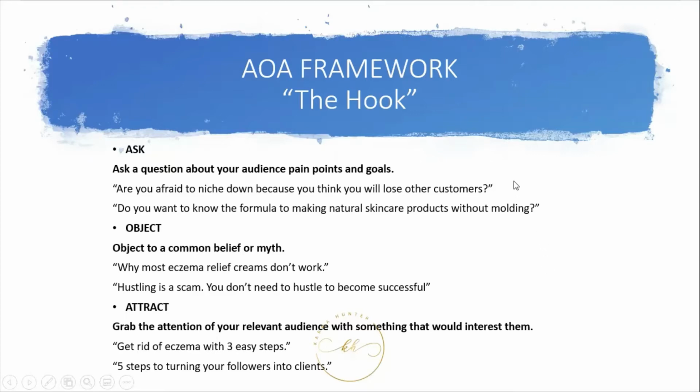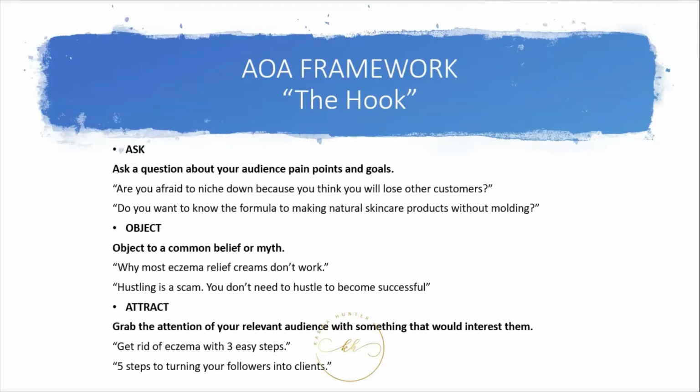And another one is the attract. You can start by attracting your relevant audience with something that would interest them, like: get rid of eczema in 3 steps, or 5 steps to turning your followers into clients. Again, if you have eczema, you'll engage. And on the second one, you'll engage if you're a new entrepreneur who wants to make more sales and is looking for more traffic and engagement on social media.